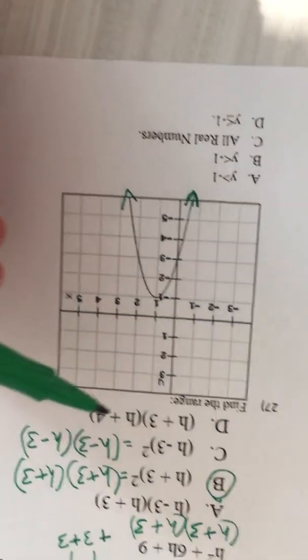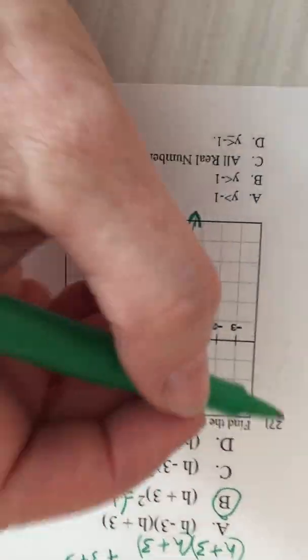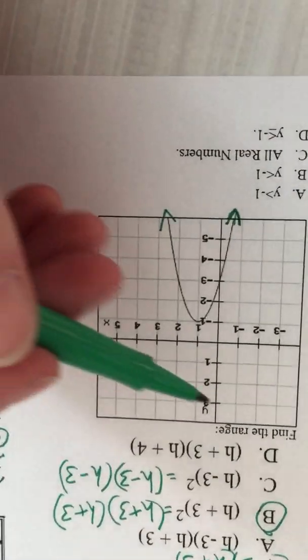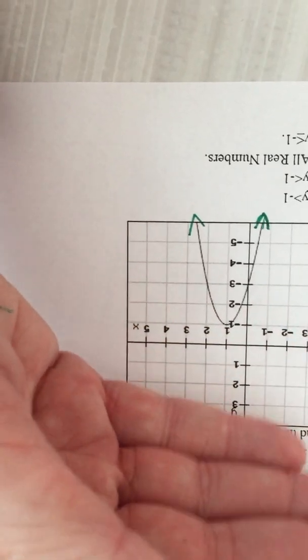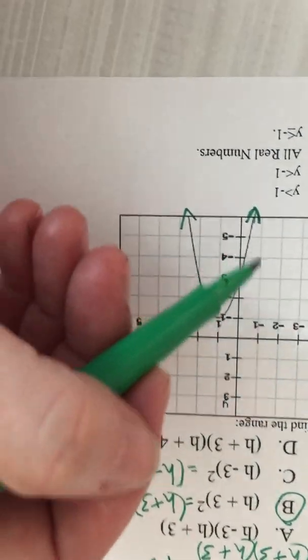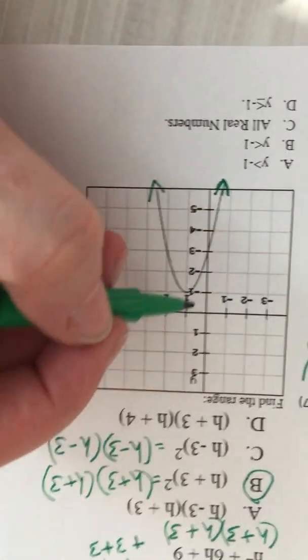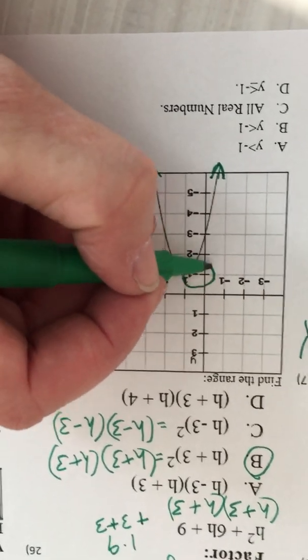All right, last one on this, or last two. Find the range. Range is the y numbers. So on the y-axis, does it ever go above this point right here? No, I never use any of these y numbers up here. The graph is from here down. So the y number that's at the very top is negative 1.